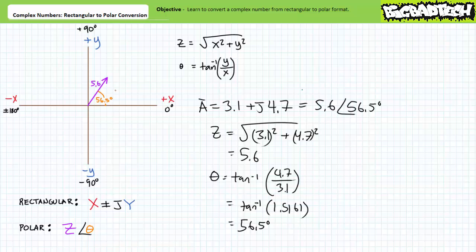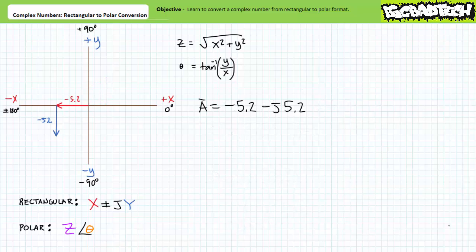Here's another illustrated example of conversion from rectangular to polar format. Given a complex number expressed using rectangular format as negative 5.2 minus j 5.2, let's express it using polar format. Note we're in the third quadrant, and we should expect an angle between negative 90 degrees and negative 180 degrees. This will take some active intervention on our part to format the angle as we desire.